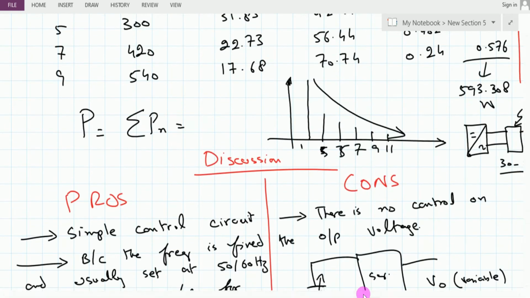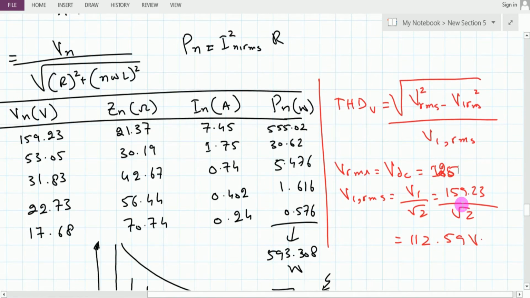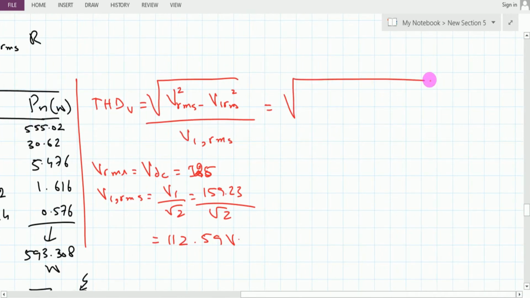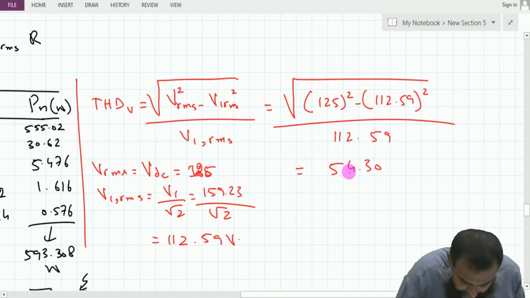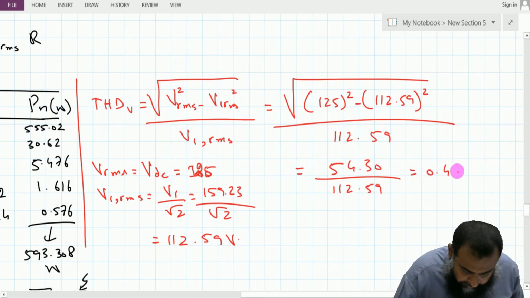So let me alter this one. This is not 100 volt, this is 125 volt. So the THD here is equal to 125 square minus 112.59 square divided by 112.59, and that turned out to be equal to 54.30 divided by 102.59, 0.48 or 48%.